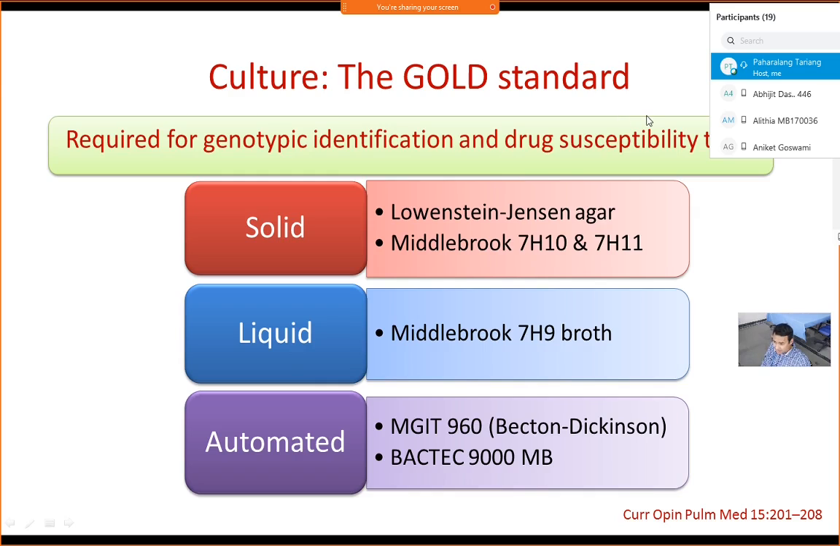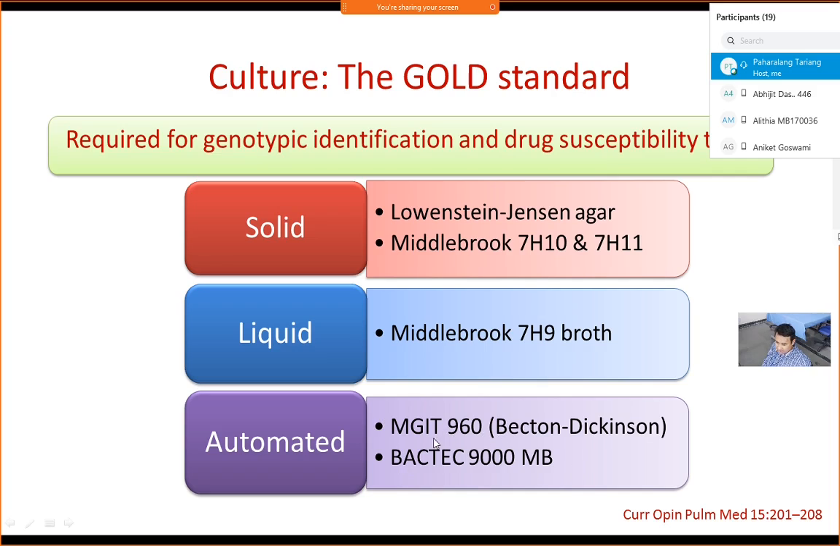Culture remains the gold standard and also required for genotypic identification and drug susceptibility testing. So different culture media that we have: solid media, you have the LJ medium, the Middlebrook 7H10 and 7H11. Just as for TB, it takes a lot of time, at least 3 to 4 weeks, before we can get any really definitive result with the culture. For liquid medium, you have the Middlebrook 7H9, and the automated, which is what is preferred now, is your MGIT 960 and the BACTEC system.